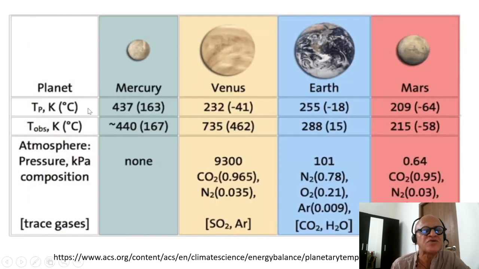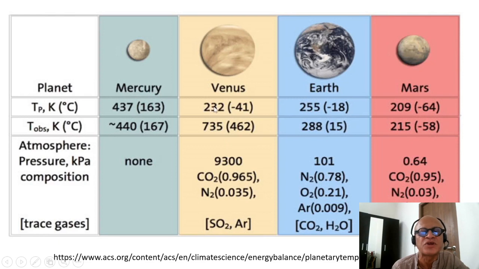The temperatures we can look at in terms of the differences. So if we look at atmospheric pressure and composition, and in terms of trace gases and so on, observed temperatures, and these are expected from the calculations. So you can see they are pretty close, but here for Venus, what you would expect just from the distance from the Sun and energy balance would be very different.